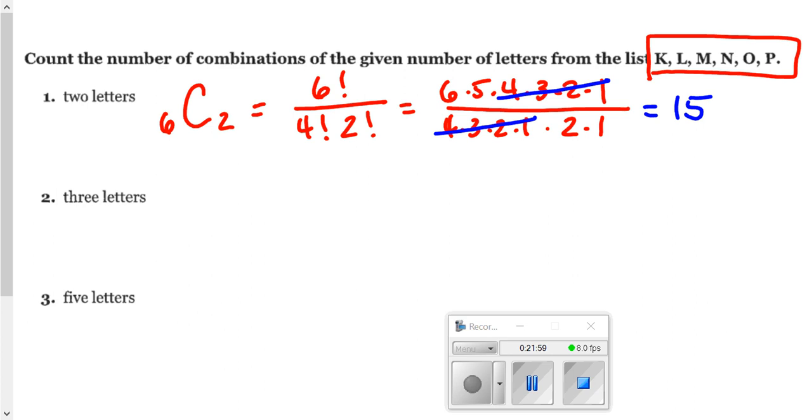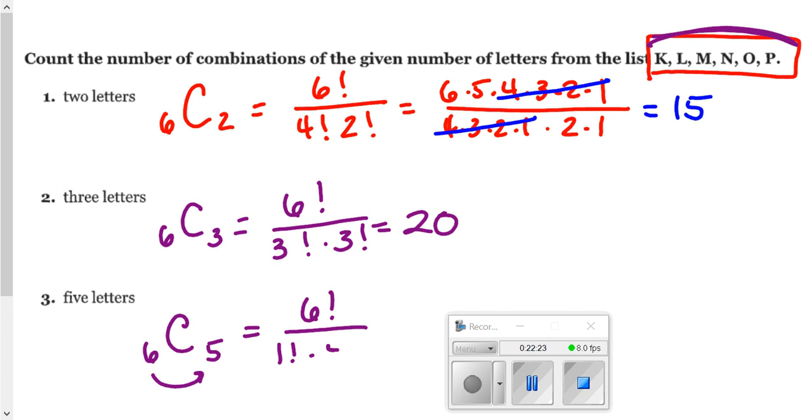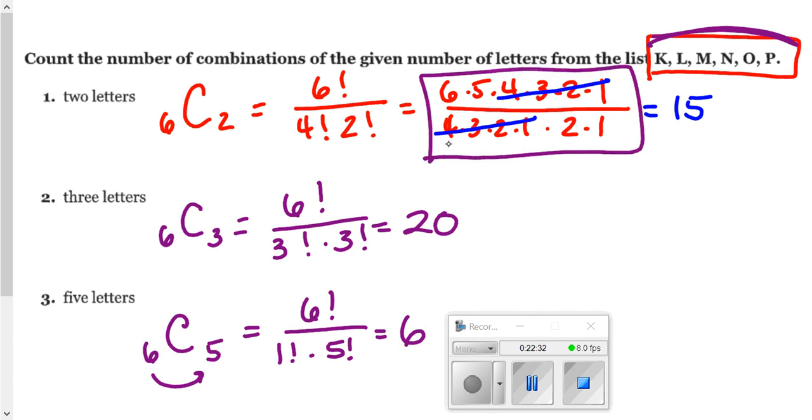If I were choosing 3 letters from this list, in how many ways could I do that? That would be 6 factorial over 3 factorial times another 3 factorial. When you do that math, you should get 20. For 5 letters, that would be 6 factorial over 1 factorial times 5 factorial. That's just going to be 6. You should be able to do this both by writing it out and on your calculator.